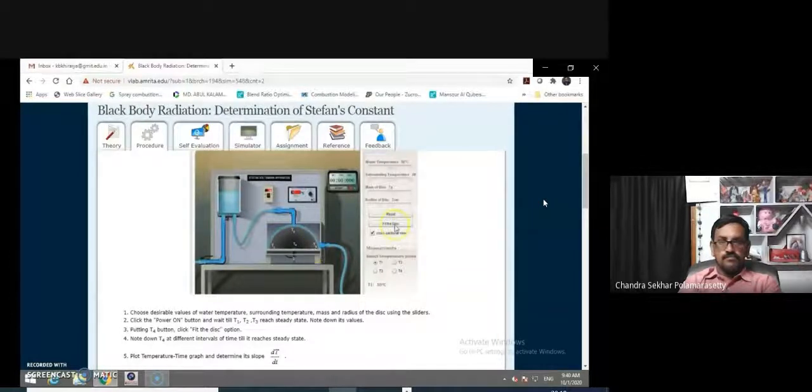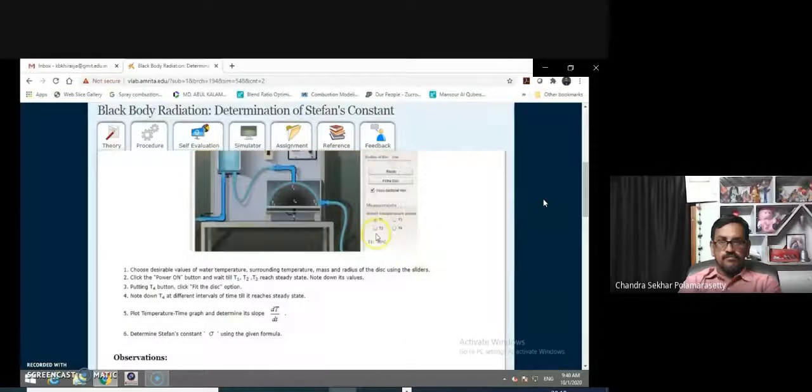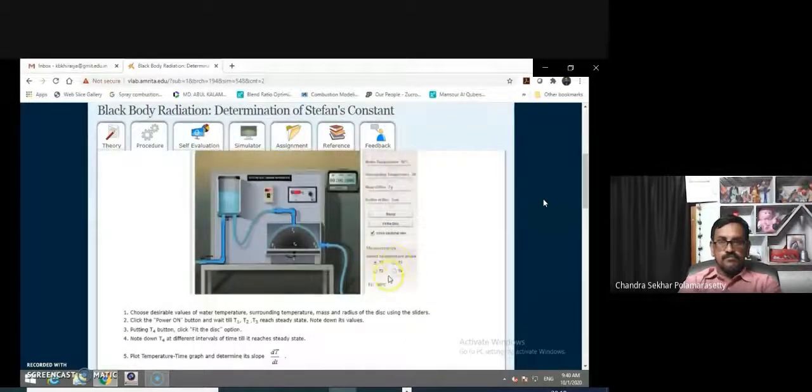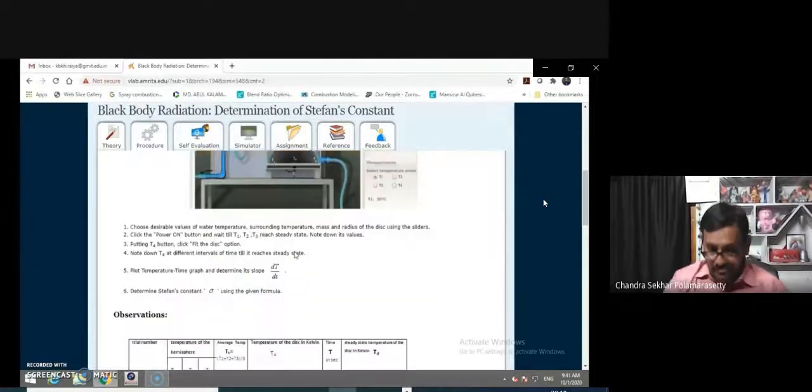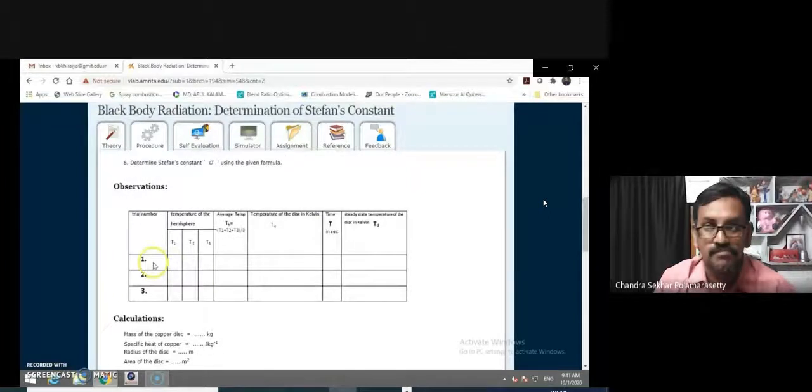So now the procedure to perform the simulator is very similar to the experiment. We need to set the water temperature, which lies in the range of 0 to 100. The surrounding temperature is also there, minus 10 to 99 degrees centigrade. The disk mass is from 6 to 10 grams. The radius of the disk is also a variable from 0 to 5.